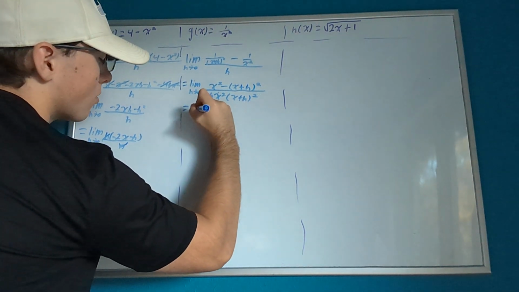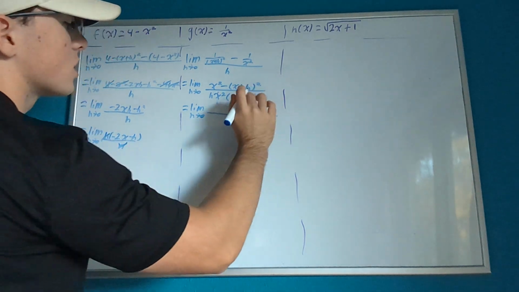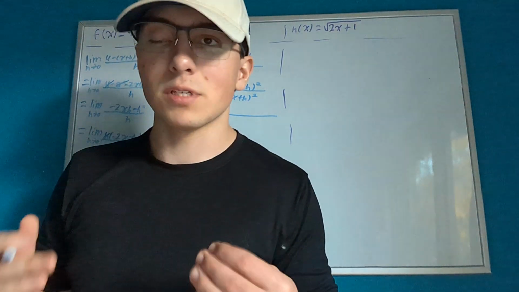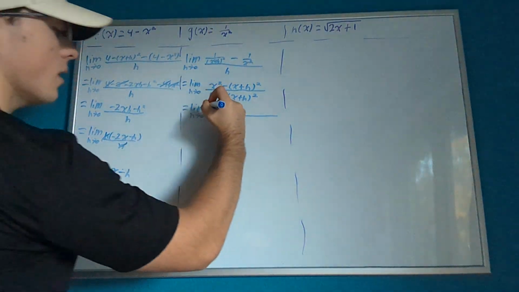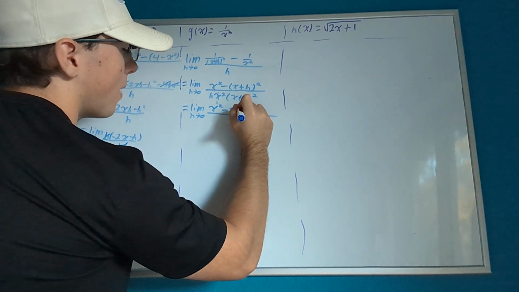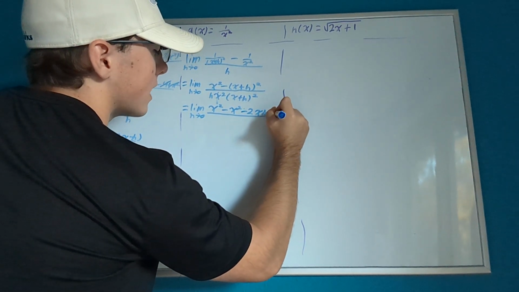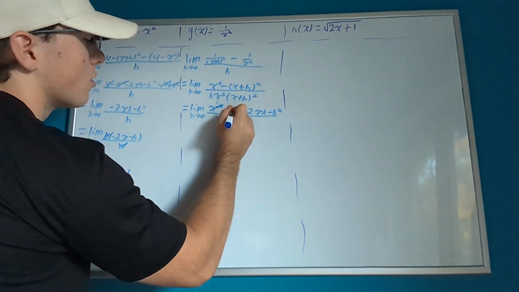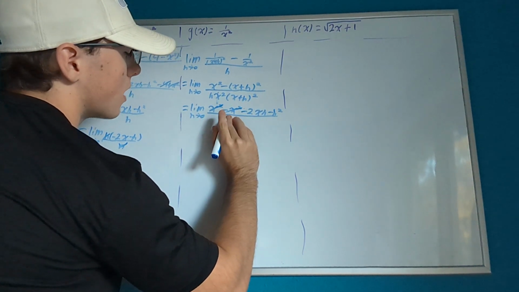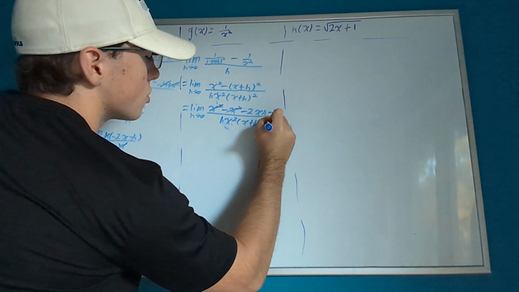So now this equals the limit as h approaches 0 of, well, we can expand this on top. We never really want to expand the denominator unless we absolutely have to, okay? So x squared minus, and this will become minus x squared minus 2xh minus h squared. All right, so obviously you can see those cancel out. And then on the bottom we'll have h times x squared times x plus h squared.